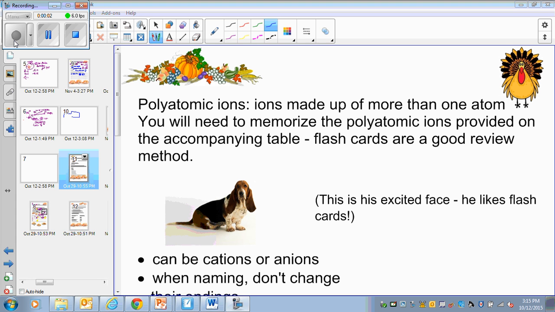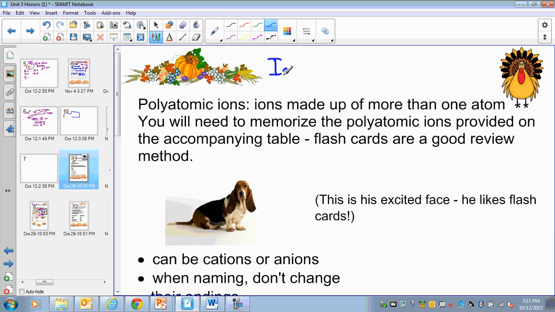Hi, so we've been learning about ionic compounds. Ionic compounds are formed by the transfer of electrons from metals to non-metals, positive ions to negative ions. And so far you've been learning that it's a simple job: you have positive 1, positive 2, positive 3, and then negative 1, negative 2, negative 3, and it's easy going. But life is not always so simple.